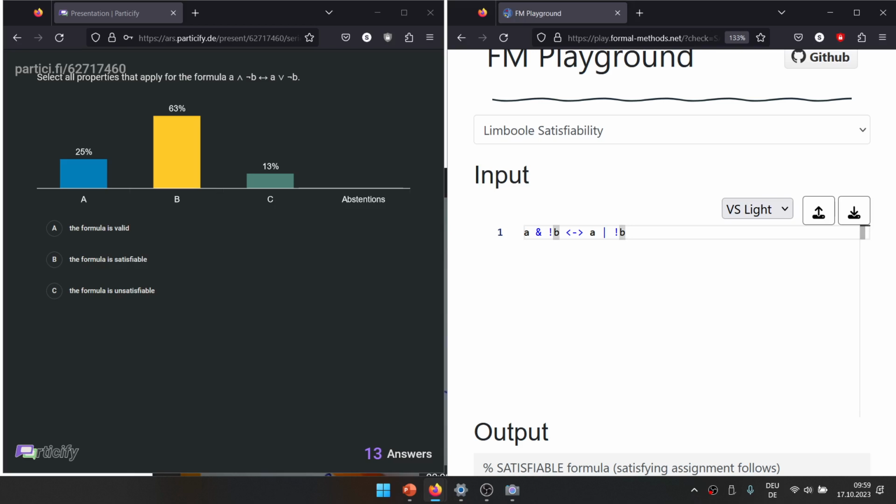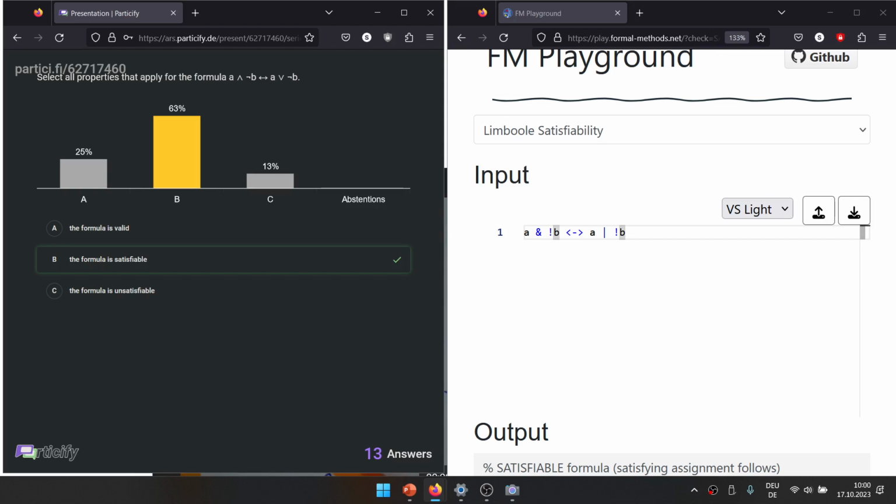So this means the correct answer is only the middle one. The formula is satisfiable. It wasn't valid. We saw that Limboole said it's not a valid one because there was some assignment that makes it false. And if it's satisfiable, it can't be unsatisfiable.